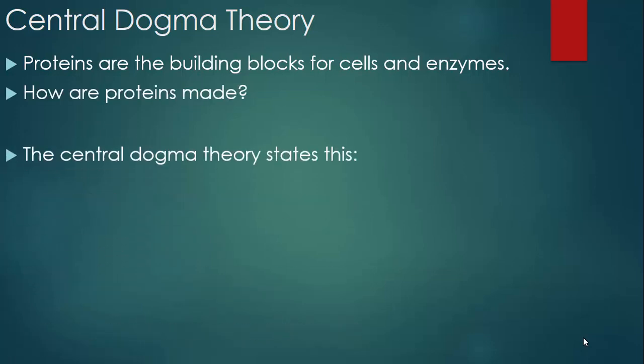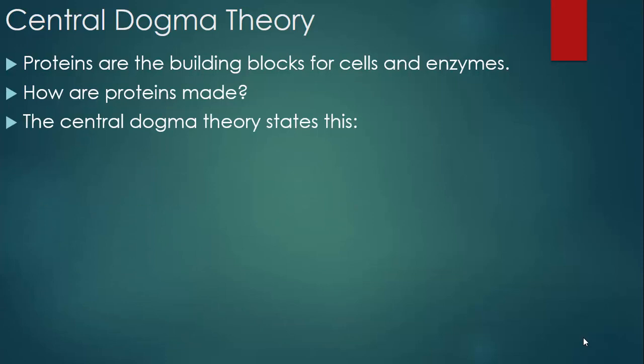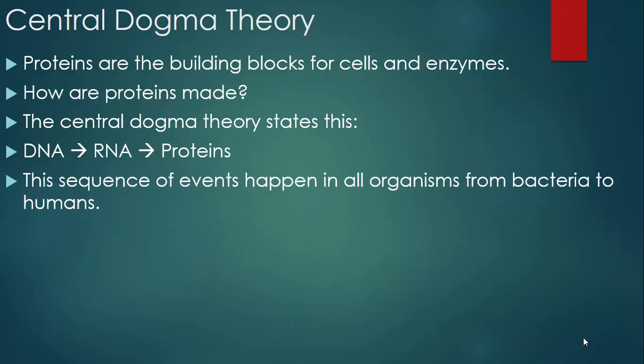But how are proteins made? Well, the central dogma theory states how proteins are made. It says it starts with DNA, the genetic information, then moves to RNA, and then the RNA directs protein synthesis. Now, that's a very simplistic view. I'll be expecting you to know it more in detail, and we'll go over that in class, of course.